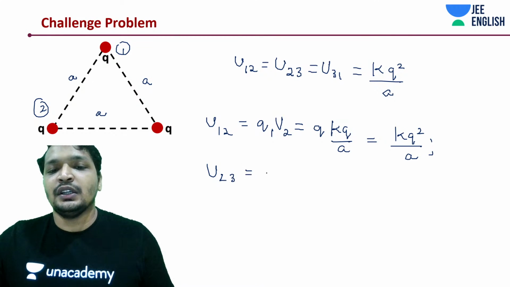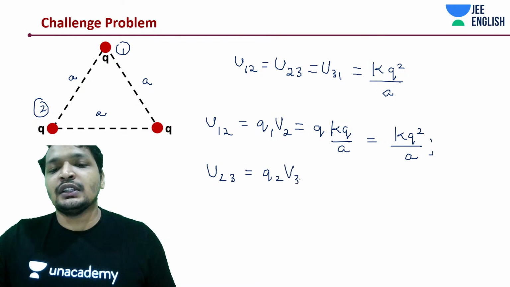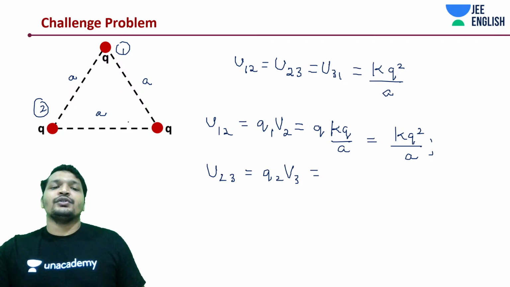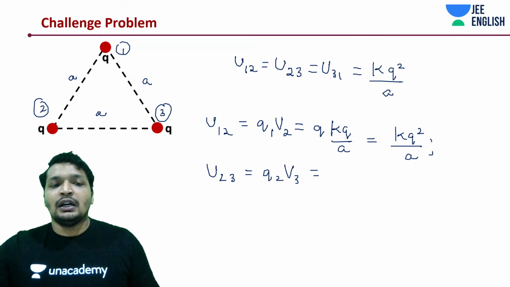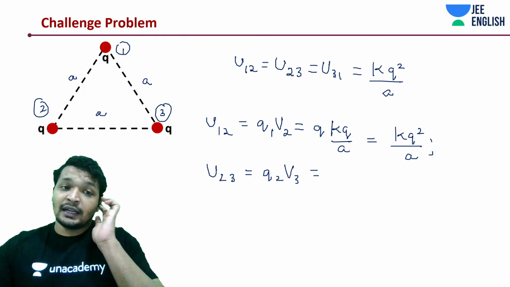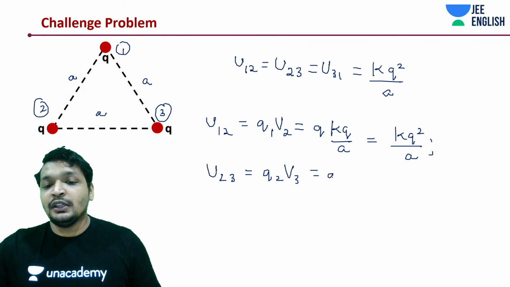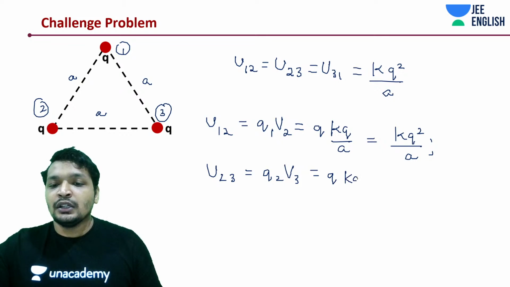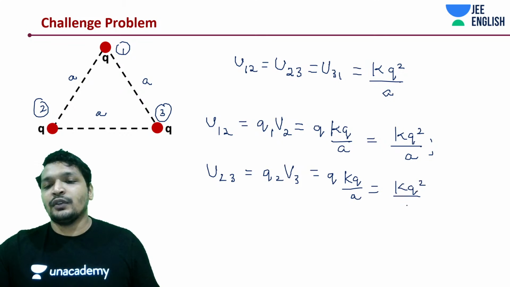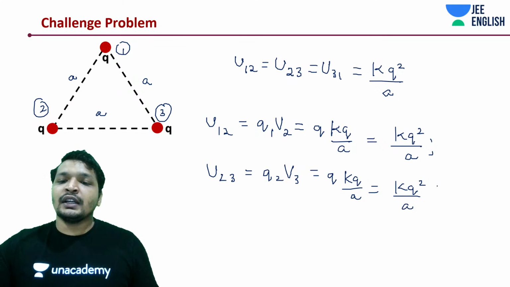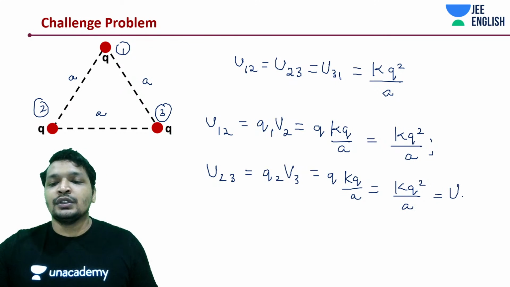U23 it's going to be Q2 into V3. What is the potential due to charge 3 at position 2? It's going to be K into Q by A, again K into Q by A, so it's basically K into Q. Similarly, you'll get this to be equal to U31.